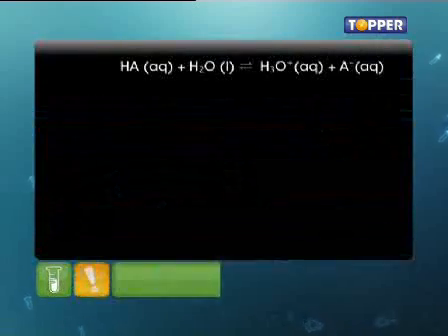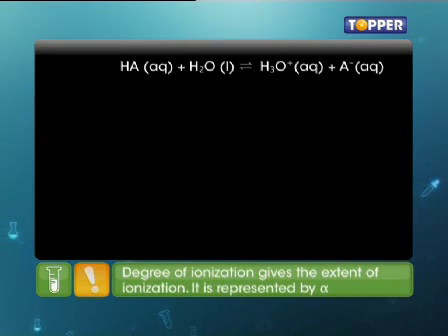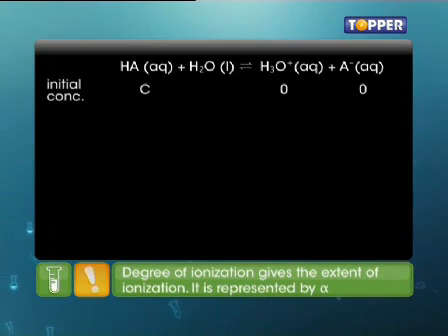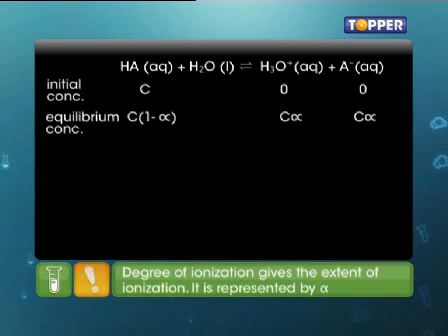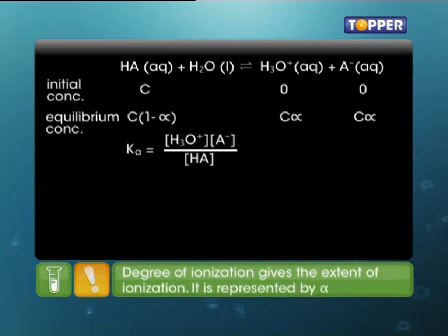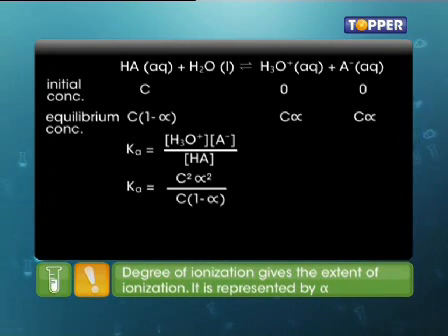To begin with, you must know that the degree of ionization gives the extent of ionization and is represented by alpha. Let us take an example of a weak acid HA, which dissociates into its constituent ions. Suppose the initial concentration of HA is C moles per liter and degree of ionization is alpha. Now, the equilibrium concentration of HA will be C(1 - alpha), and that of H3O+ and A- will be C alpha.